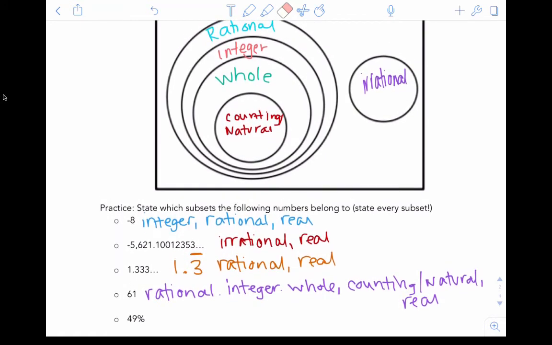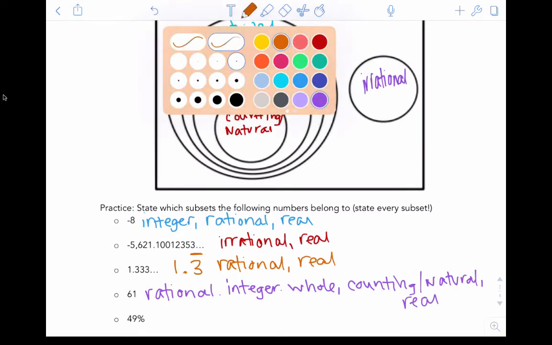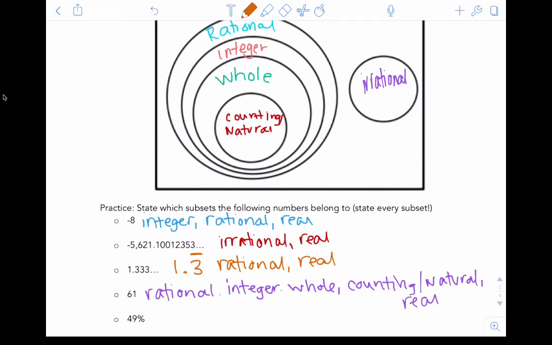Now, I will tell you that if you are not very familiar with it, percents can be converted to decimals and fractions. So 49%, if that can be written as a fraction, then it's going to be rational. And then we should know that if it is a fraction, then it is not going to be an integer. So this is just rational and real.